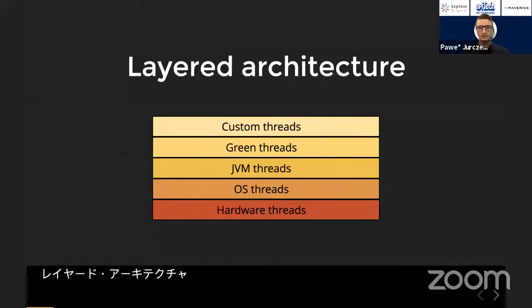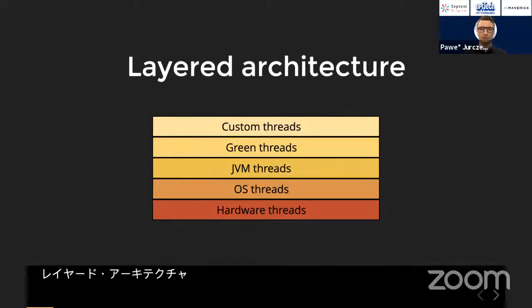If on the layer of JVM threads, we create another multi-threading abstraction, then we call such layer a layer of green threads. And basically nothing stops us from going even further into this hierarchy and creating our own custom multi-threading abstraction on top of green threads. Of course, as long as we have a use case for that.